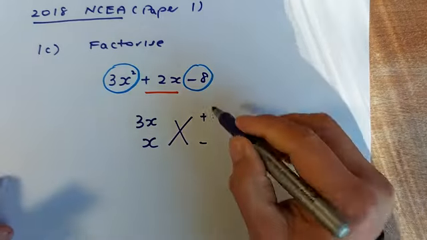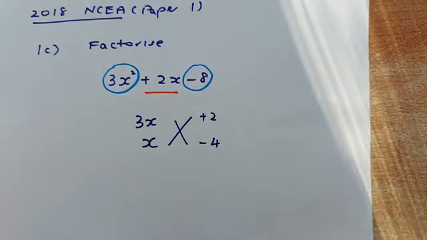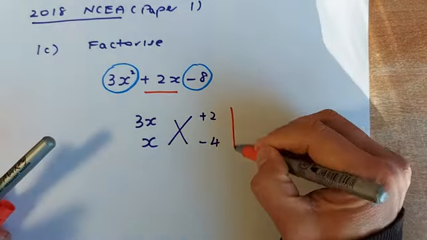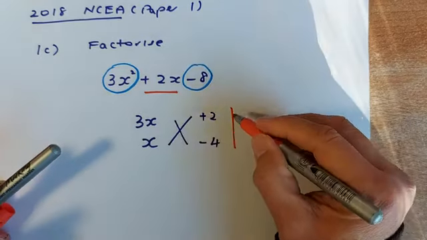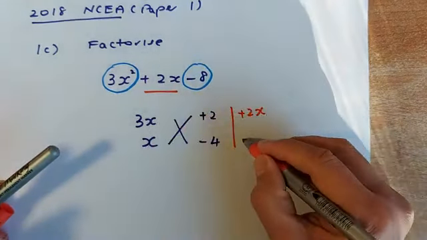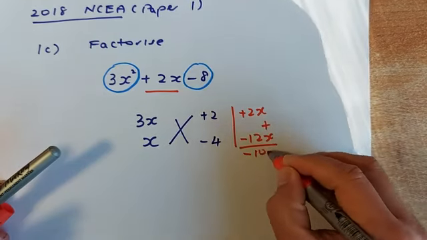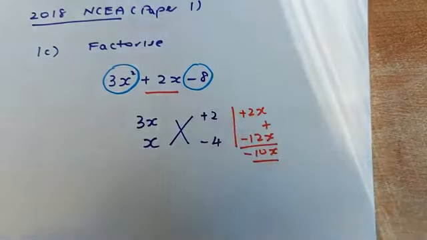So now we are going to try and error. We're going to put 2 and minus 4, and we are going to try it out. So if we have 4 minus 2, if we try it out, x times 2 is 2x, and then 3x times minus 4 is minus 12x. You add them up, it is minus 10x. It's not the same, so we have to try again.